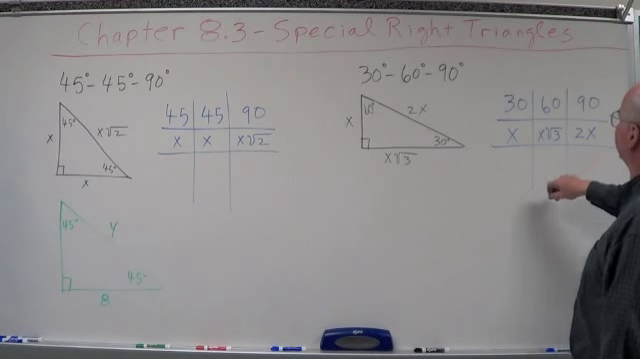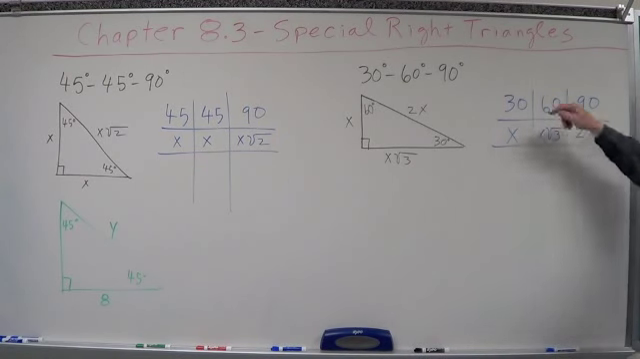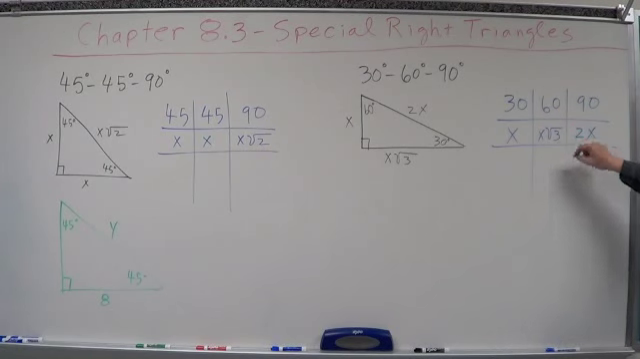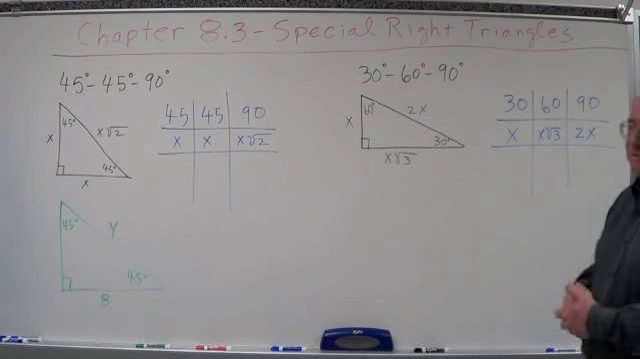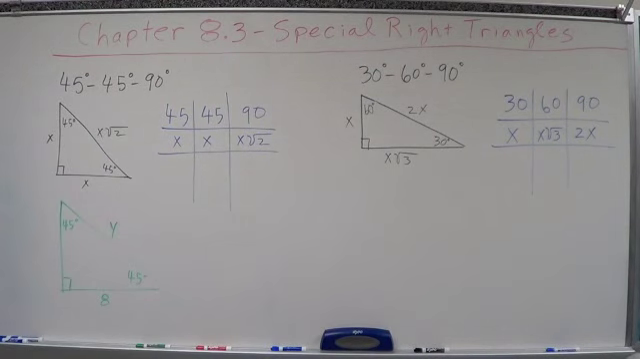So this little segment here is across from the 30. If we call that X, that's just X. Across from the 60 would be this. Across from the 90 would be this. Now, what we're going to do is a series, very quickly, of some samples in this and get these done so you know how to do them.